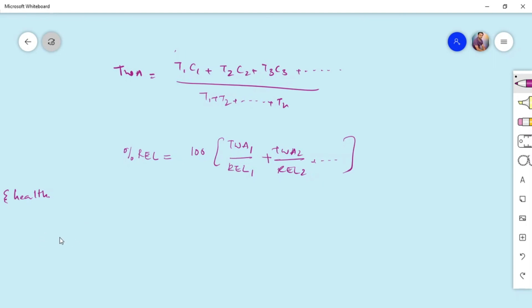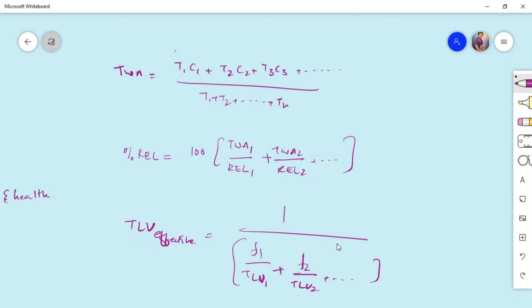But if it is liquids, then we will use the formula TLV effective equals 1 divided by F1 by TLV1 plus F2 by TLV2 plus so on. This F1, F2 represents the fraction of that particular component in the mixture. These are mixed liquids. Sometimes in one particular mixture we might have X component as 20%, Y component as 30% and Z component as 50%. So that is the fraction it is denoting: 20% is 0.2, 30% is 0.3, 50% is 0.5. We just substitute those values and figure it out. This way we will be finding the TWA for a mixture of chemicals.